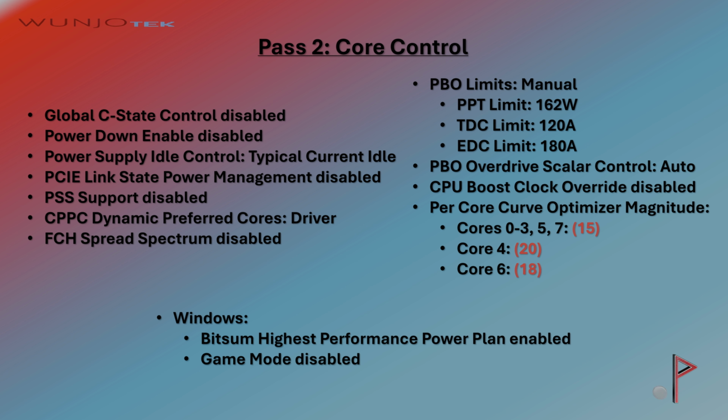These PBO limits are all stock values, so I'm just telling my system that when it boosts beyond stock frequency, it does so according to stock power and current limits. So the boosting works like this. Lower voltage leads to higher efficiency leads to more headroom leads to higher boost.